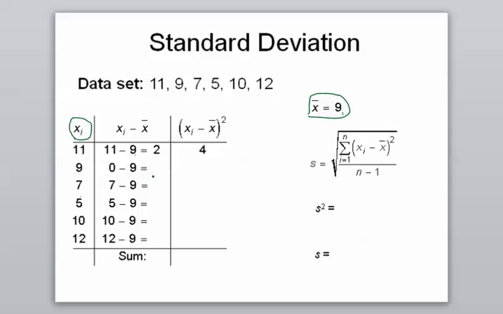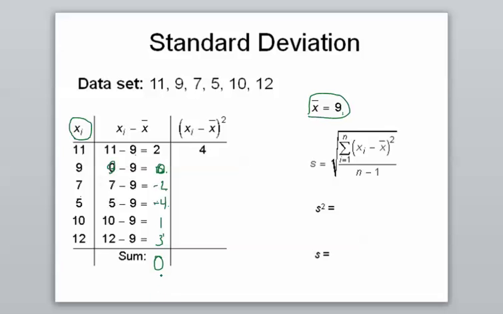That should be a 9. 9 minus 9 is a 0. 7 minus 9 is a minus 2. 5 minus 9 is a minus 4. 10 minus 9 is a 1, and 12 minus 9 is a 3. And then you add these things up, okay? So 2 plus 0 is 2, minus 2 is a 0, minus 4 is a minus 4. So I wind up with a total of 0 here, don't I? That didn't help a whole lot.